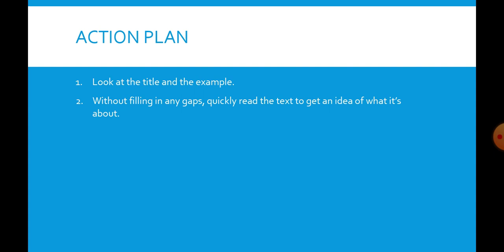Okay, now there are some action plan that you can follow. The first one is you have to look at the title and the example. And then without filling in any gaps, quickly read the text to get an idea of what it is about. For each gap, decide what kind of word. For example, whether it is noun or adverb, the 4 options are.